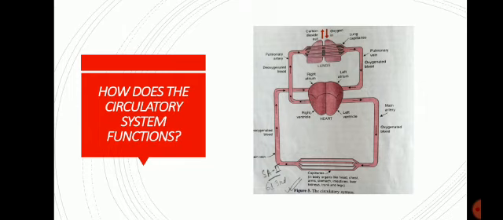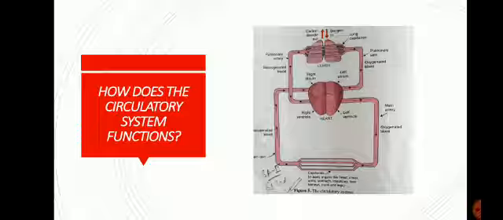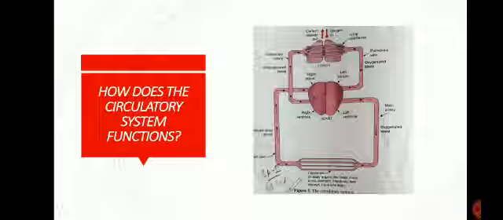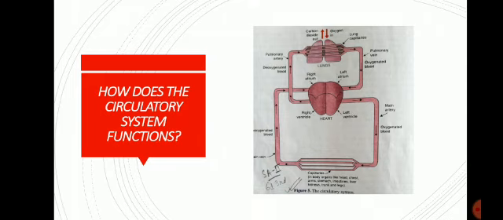As we all know, the left side of the heart is rich with oxygenated blood, and the right side of the heart is rich with deoxygenated blood, and both these sides are separated by a wall known as the septum, right? Now when this right atrium contracts, the deoxygenated blood is pushed into the right ventricle. Now the right ventricle also contracts, and it pumps the deoxygenated blood, which is rich in carbon dioxide, into the lungs.